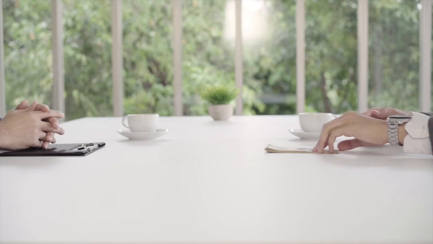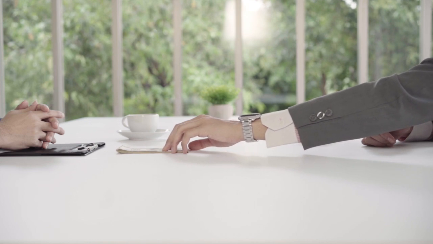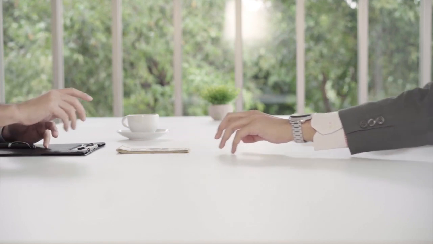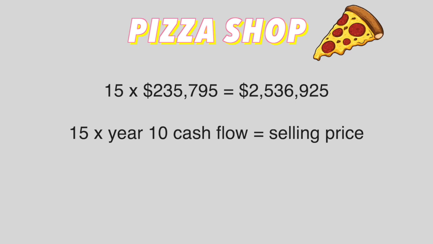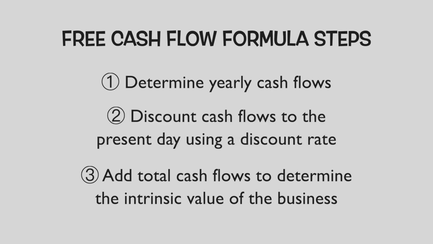Then, at the end of year 10, you get an offer from a different investor to buy your pizza shop at such a high price you just can't refuse it. You are able to sell your pizza store for 15 times year 10's cash flow. Now, before we add together our cash flows to find the intrinsic value of the business, we need to take one more step. We now need to discount those cash flows back to the present day using a discount rate.